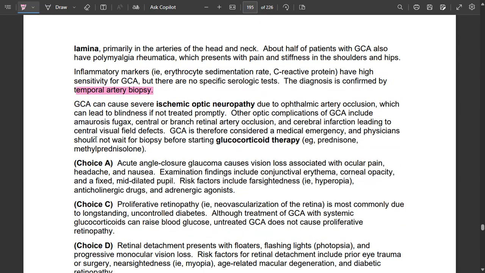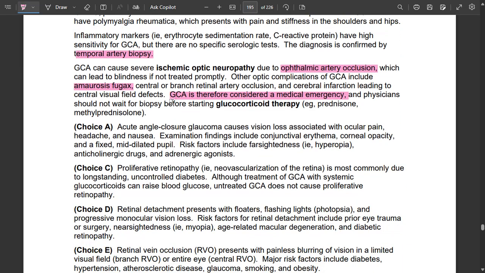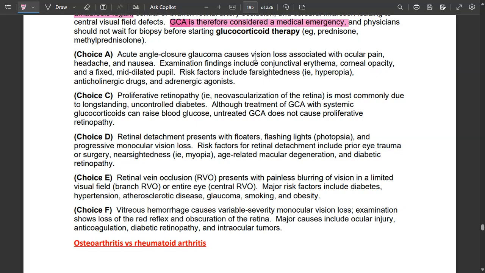This can cause severe ischemic optic neuropathy due to ophthalmic artery occlusion. So the ophthalmic artery can be occluded, which can lead to blindness if not treated promptly. Other ocular complications of GCA include amaurosis fugax, central or branch CRAO, and cerebral infarction leading to central visual field defects. GCA is therefore considered a medical emergency, and physicians should not wait for biopsy before starting glucocorticoids. So GCA has to be given glucocorticoids: prednisolone, methylprednisolone very acutely.